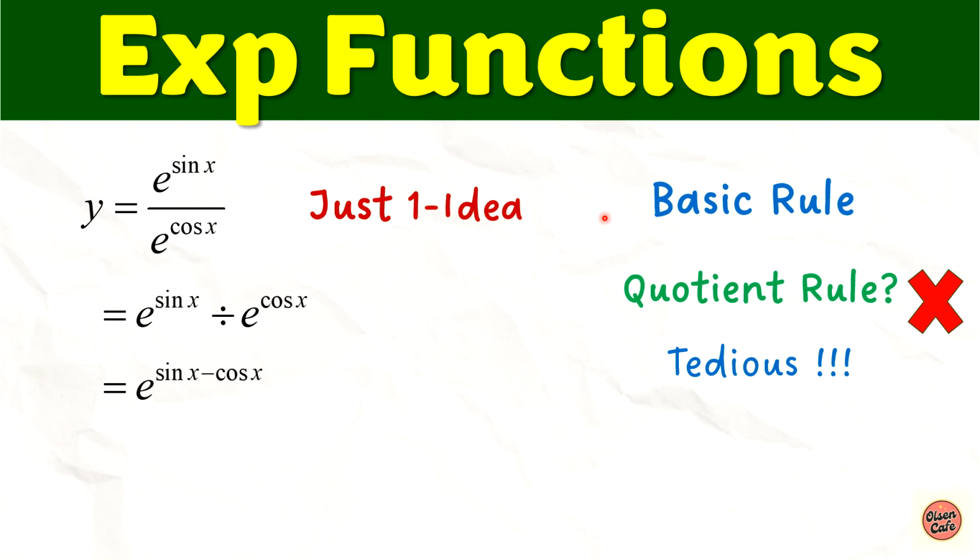So using the basic rule that we learned today, to find the derivative all I simply need to do is to keep the exponential function and just differentiate the index. So let's take a look. Sine x, when I differentiate, I will get cosine x. Whereas for cosine x, when I differentiate, I will get negative sine x. So putting this together, the derivative will give me cosine x plus sine x, and then I multiply with the exponential function, which is e to the power of sine x minus cosine x.